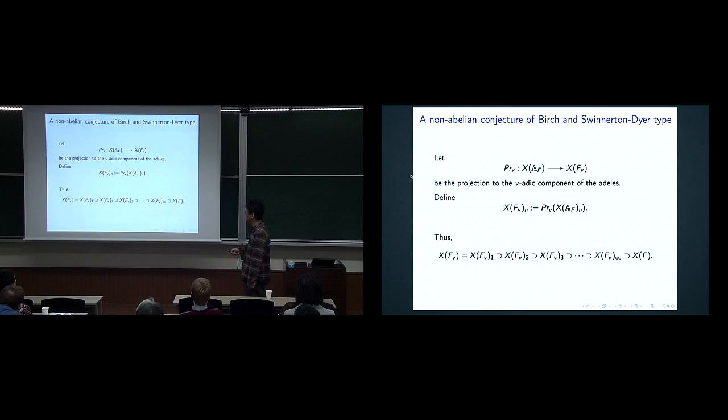And these will all contain the infinity level of the filtration on the v-adic points as well, intersecting with all the previous ones. And the previous reciprocity law says that this will contain also the global points, which can be viewed as simply sitting inside the v-adic points.